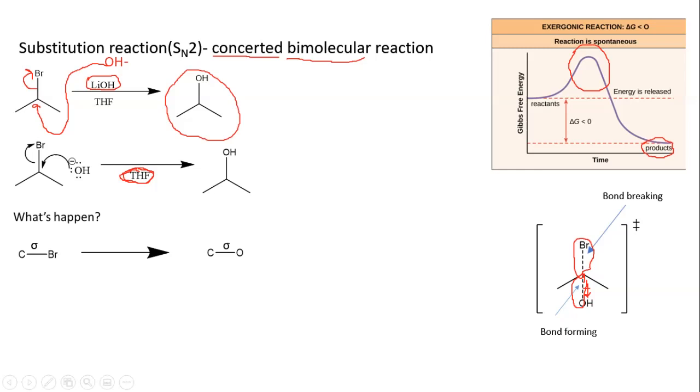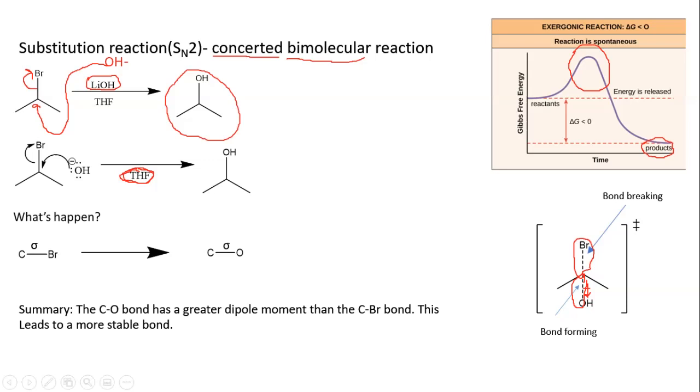So since you're forming a more stable bond, energy is released. We're going from a carbon-bromine sigma bond to a carbon-oxygen sigma bond. The carbon-oxygen sigma bond has a greater dipole moment than the carbon-bromine bond, which has a very small dipole moment. And so since you're forming a more stable bond, energy is released. So the products are lower in energy than the reactants.